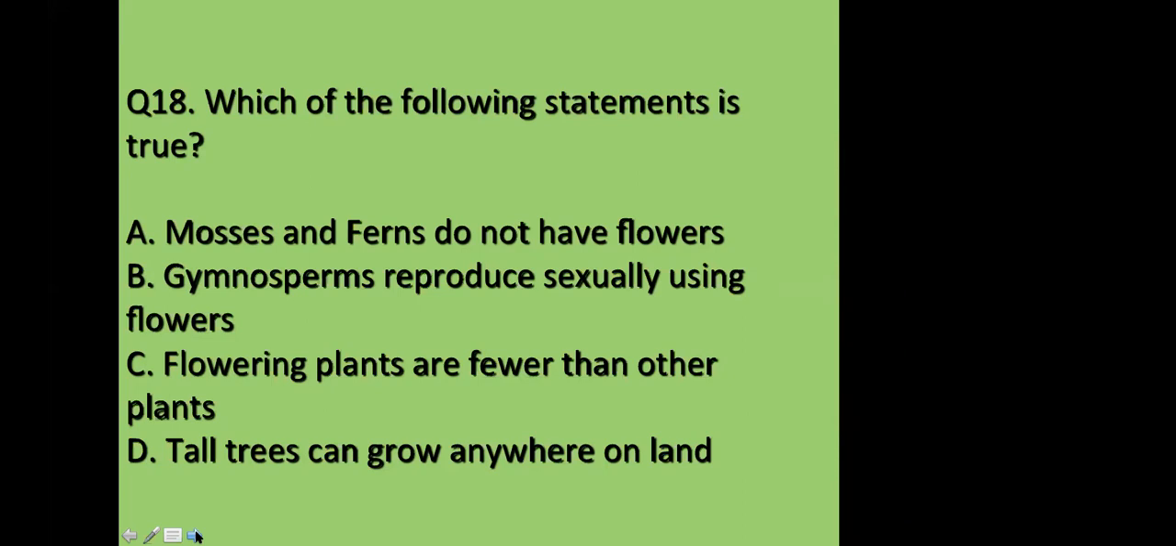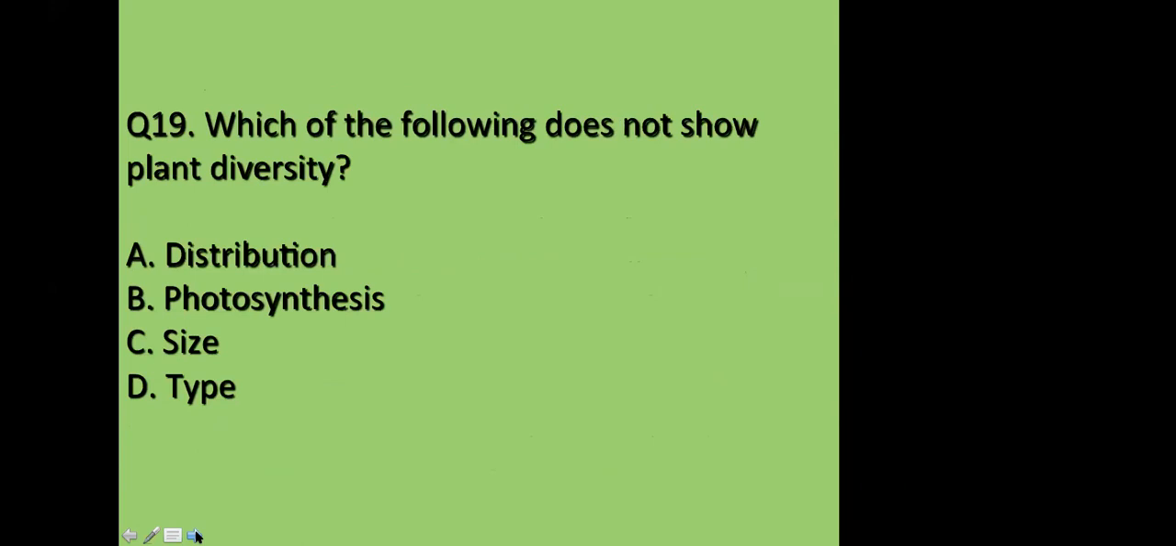Okay. So option A is the right answer. And gymnosperms, you all know the seeds are naked. And then flowering plants are fewer than the other plants. It's not so. So the right answer will be option A. I hope everyone is clear with this and you all agree with this answer. Let's move on towards the 19th question.